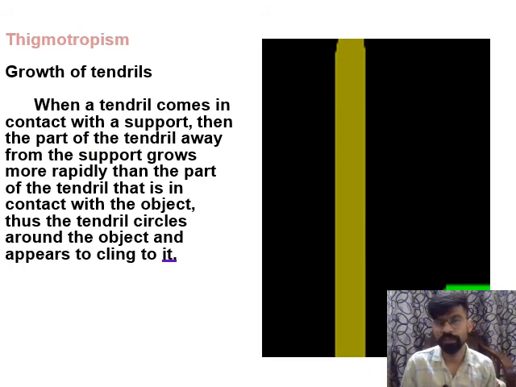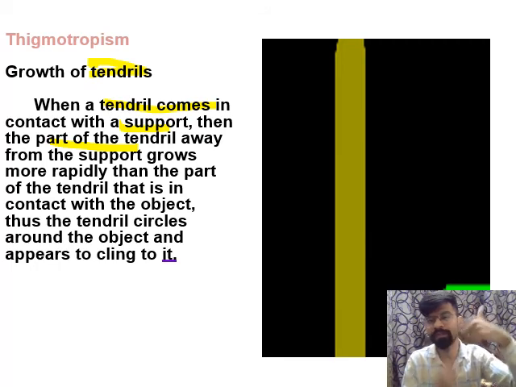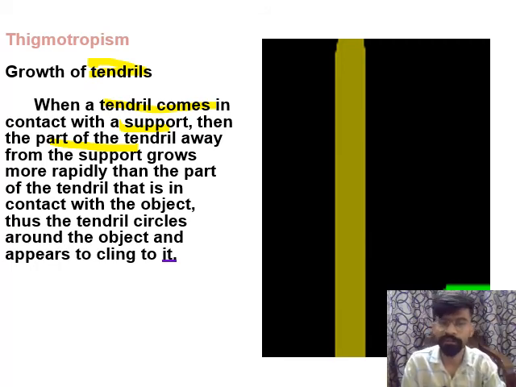Thigmotropism. Thigmo means with respect to touch. The soft part of the plant, or plants with very weak stems, have tendrils. A weak stem is known as a tendril. The tendril will coil around a solid support. When a tendril comes in contact with a solid support, part of the tendril will coil rapidly around the support and grow upward. So this is the thigmotropism response. Thigmo means response towards touch.